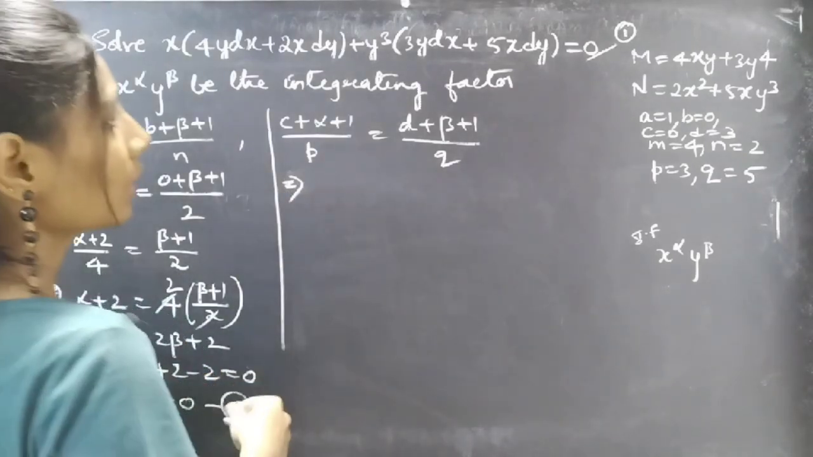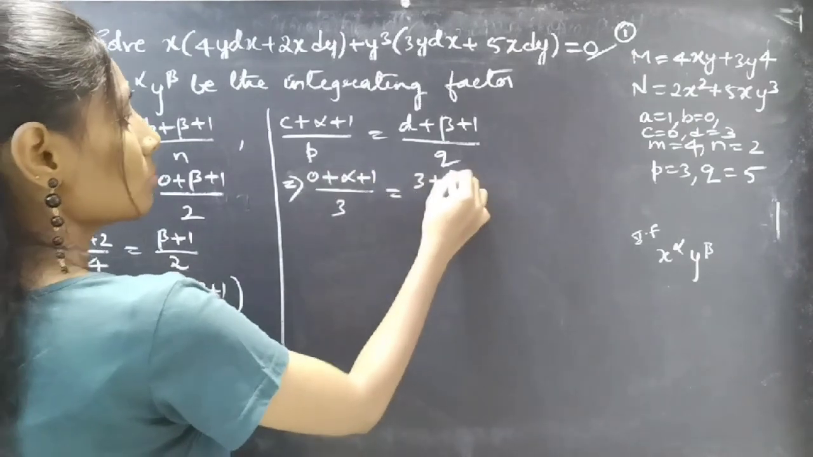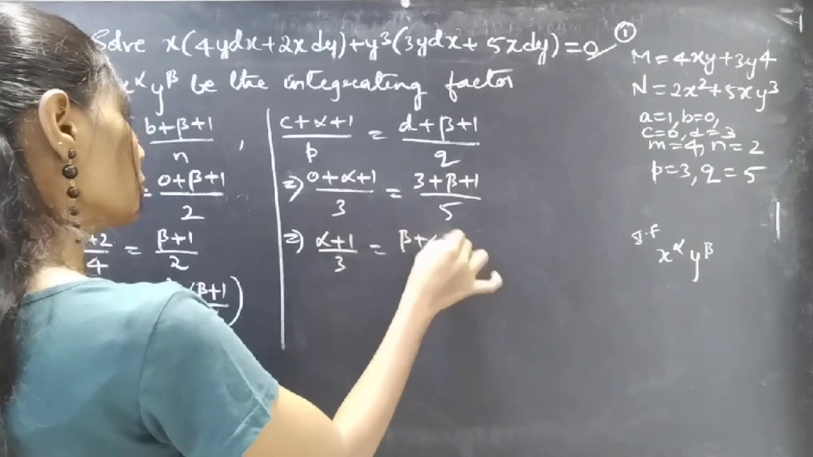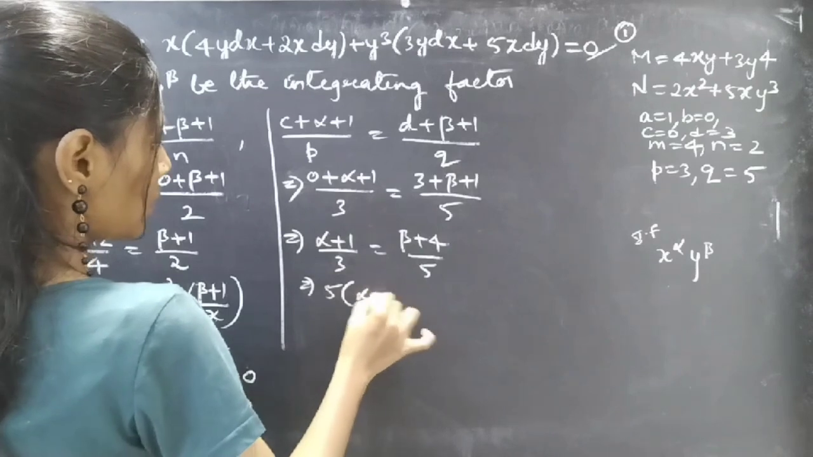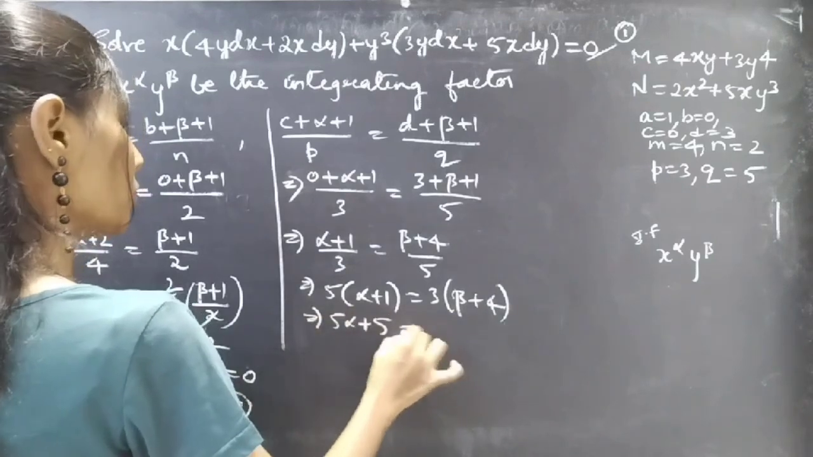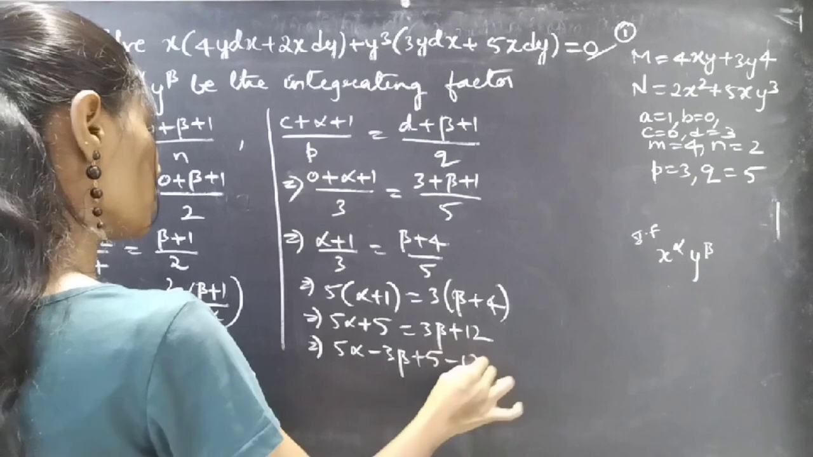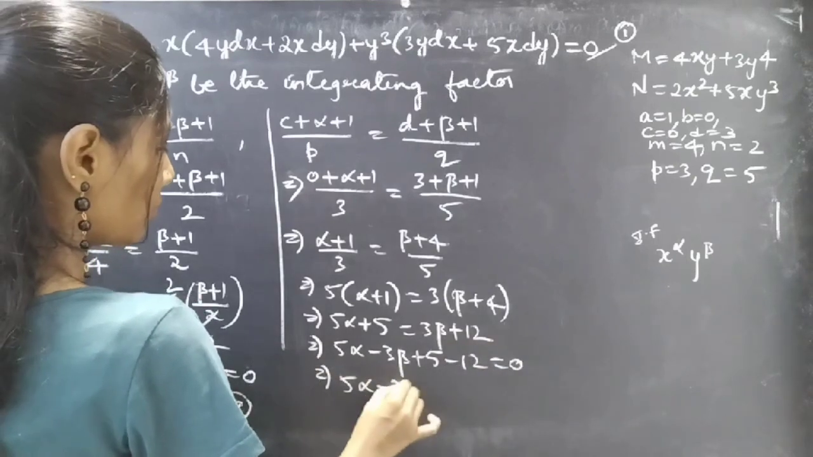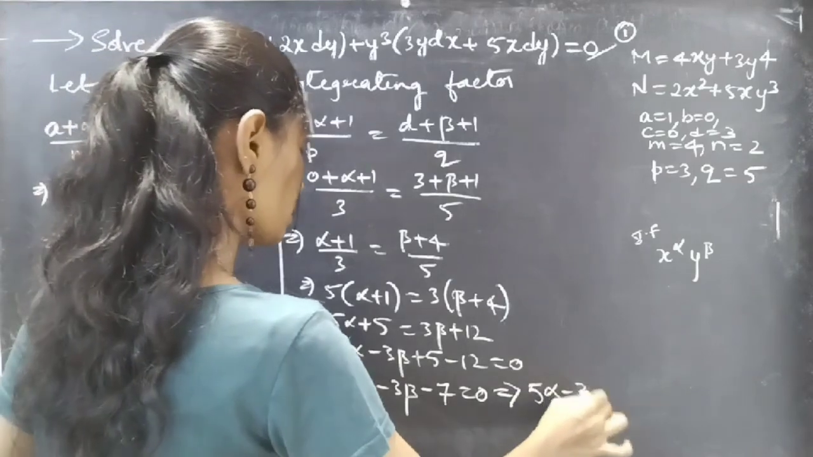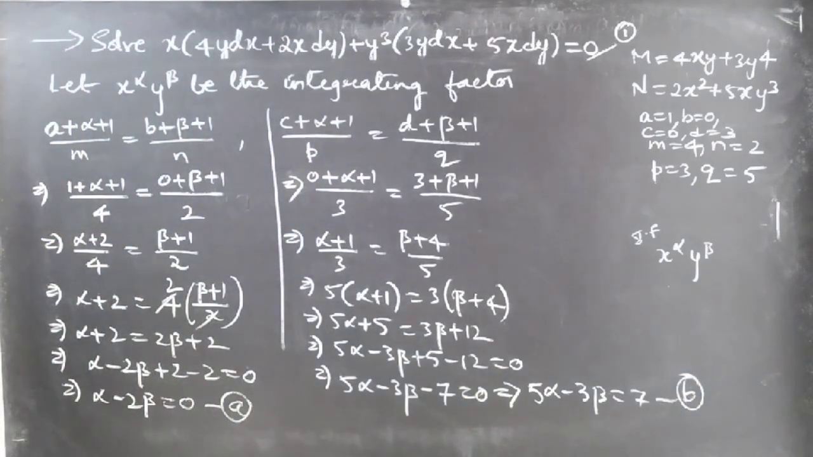Now substitute the values of c, d, p and q here. We'll get (0 + α + 1)/3 = (d3 + β + 1)/5, or (α + 1)/3 = (β + 4)/5, or we can write this as 5(α + 1) = 3(β + 4), which gives us 5α + 5 = 3β + 12, or 5α − 3β + 5 − 12 = 0, which gives us 5α − 3β − 7 = 0, or 5α − 3β = 7. Consider this as equation B. Now by solving A and B, we'll get the values of α and β.